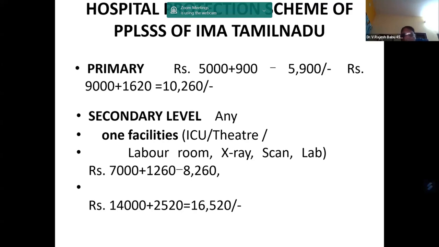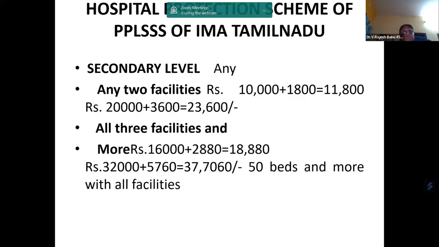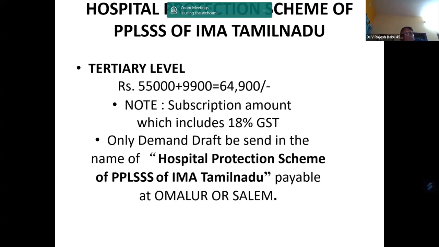And for the secondary level with 2 facilities, it is 11,800 and 23,600, and for all 3 facilities, if available, like X-ray, scan, and all those things, they need to pay 18,880. Hospitals with less than 50 beds come into the secondary level, and tertiary level is more than 50 beds, and they need to pay 64,900.